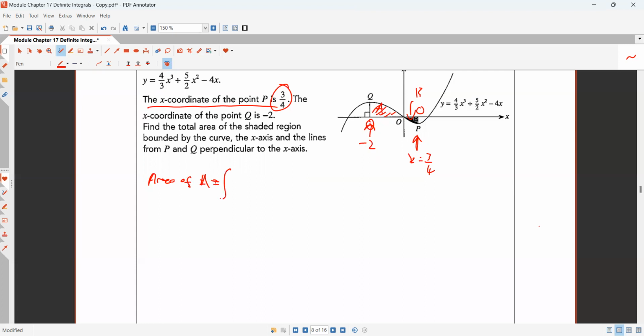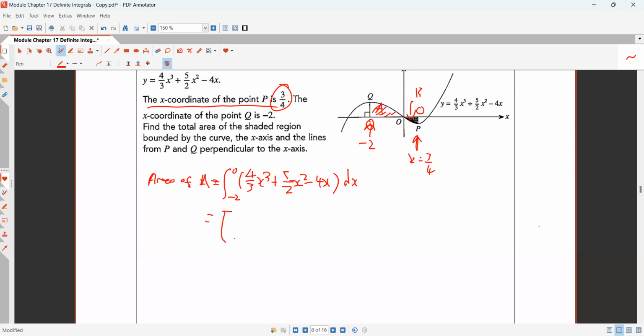So integration from, should I put 0 here or -2? Put -2 to 0. This one still doesn't need the negative because the A part is still above the x-axis. Then just copy down your function, 4/3 x cubed plus 5/2 x squared minus 4x.